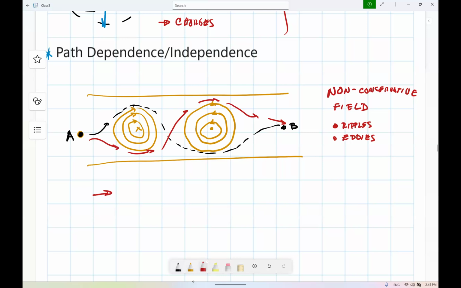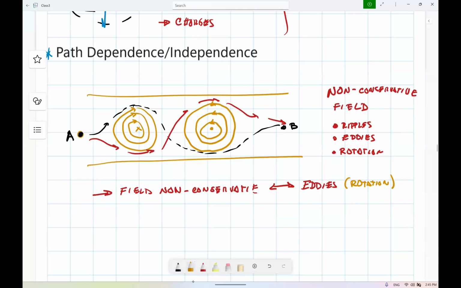So what makes a field non-conservative implies that you have some eddies, some rotation. The field there has a rotation.